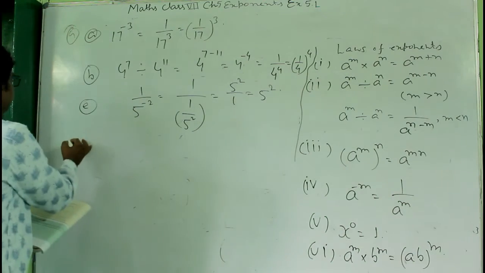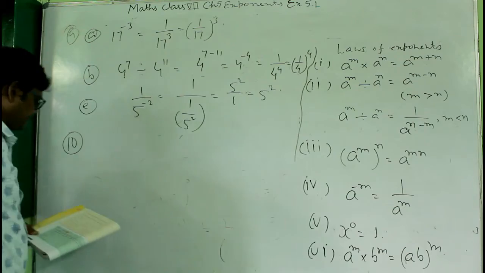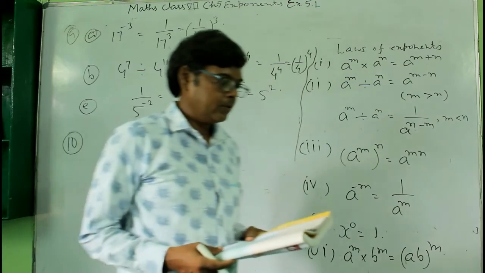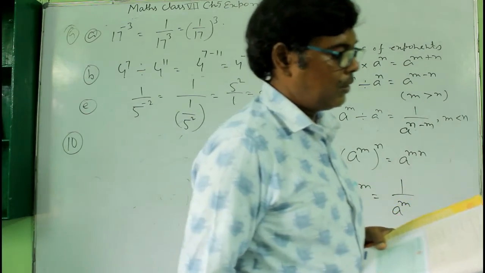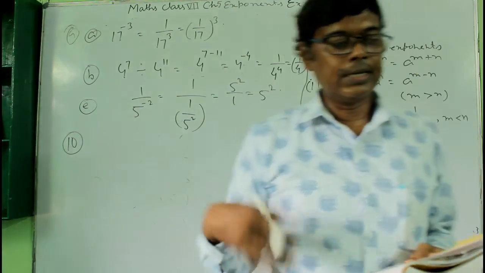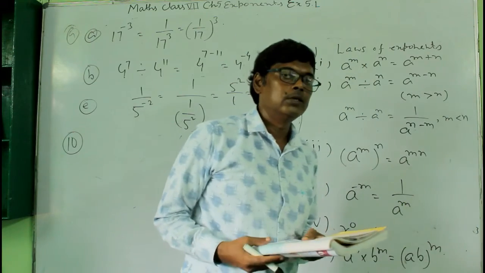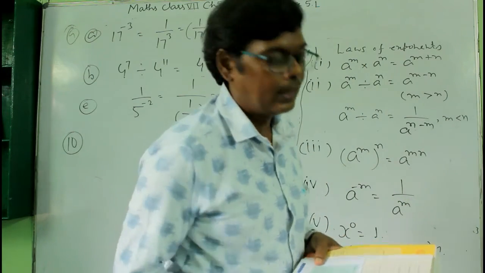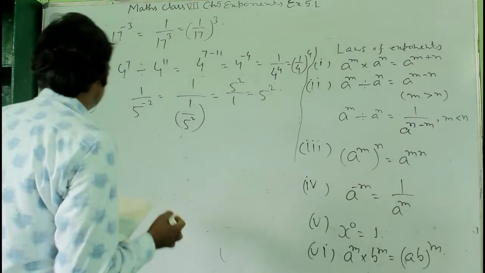Now question number 10. Express each of the following with negative integers as exponents. Here you have to make the exponents negative, that is what is asked, okay.